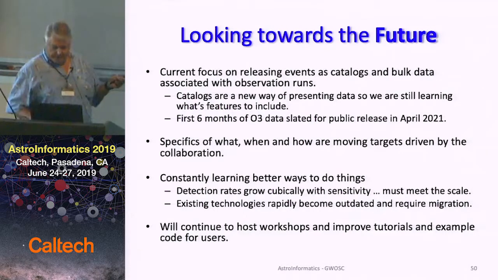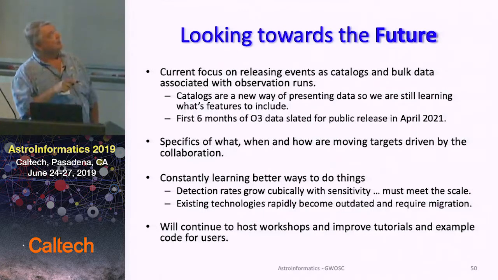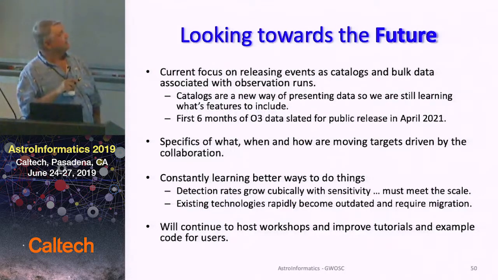So I'm probably running out of time, so let me close by just saying that our current focus is on releasing the events in the form of catalogs and getting the bulk data out. We're still learning about catalogs. It's a very new thing to us. So this may evolve. It may look a little bit different in the future from what it is now. I've given you an idea of when the first 6 months of O3 will be out. The specifics of all of this is decided by the collaboration.